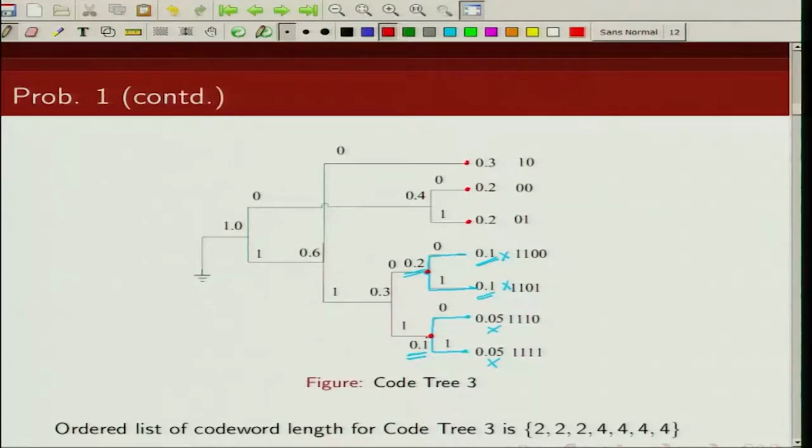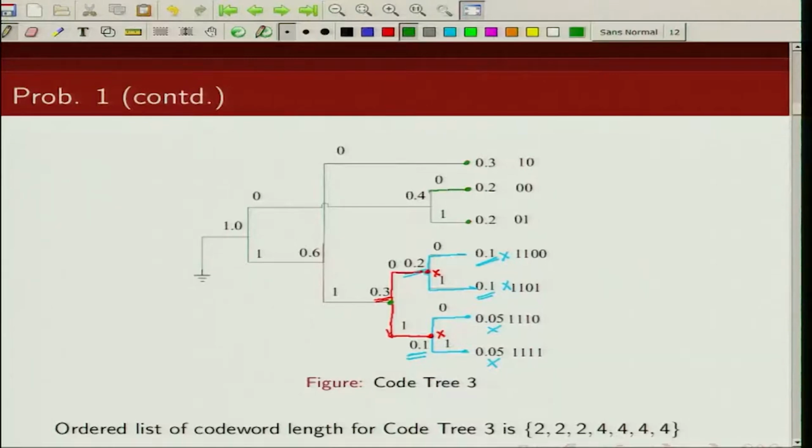So I combine the 0.1 with any of the nodes which has probability 0.2. In this case I am doing it with this one. What I get is a new node with probability 0.3, and I deactivate these nodes. At this point my active nodes are this one with probability 0.3, this one with 0.2, this one with 0.2, and this one with 0.3.